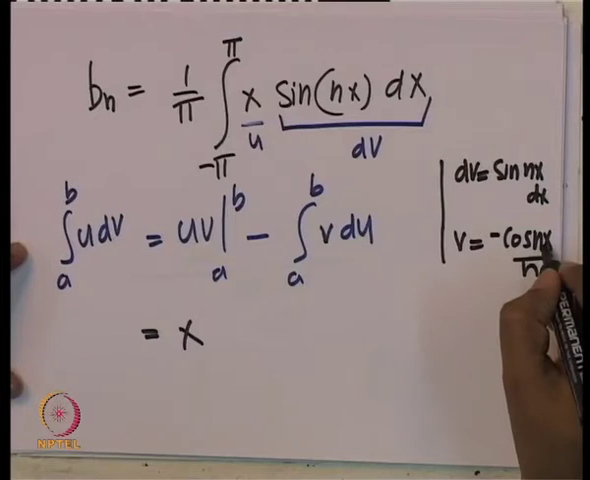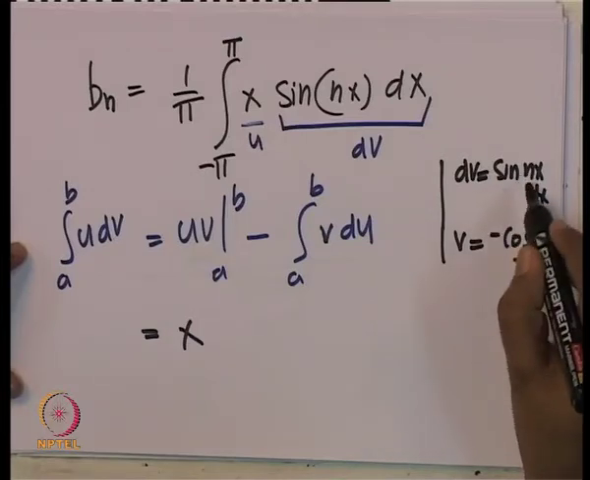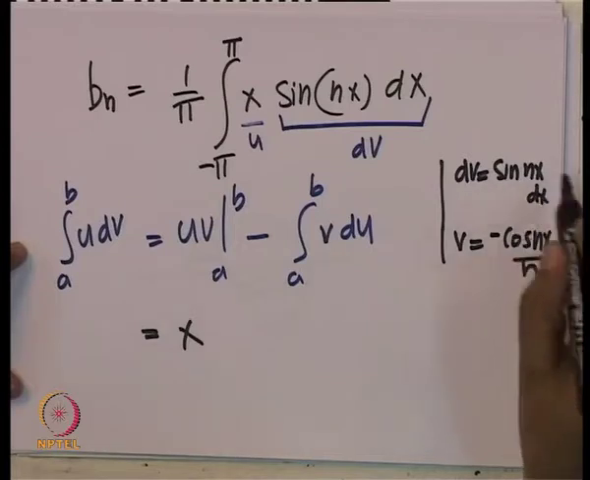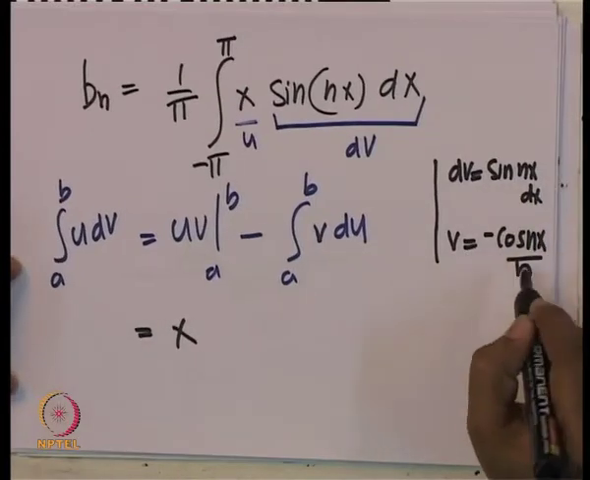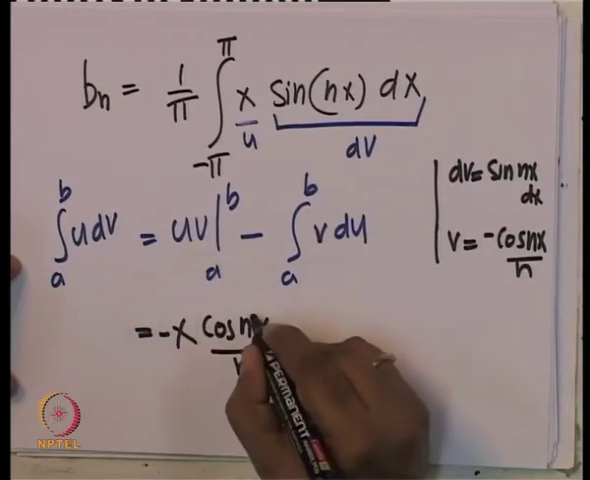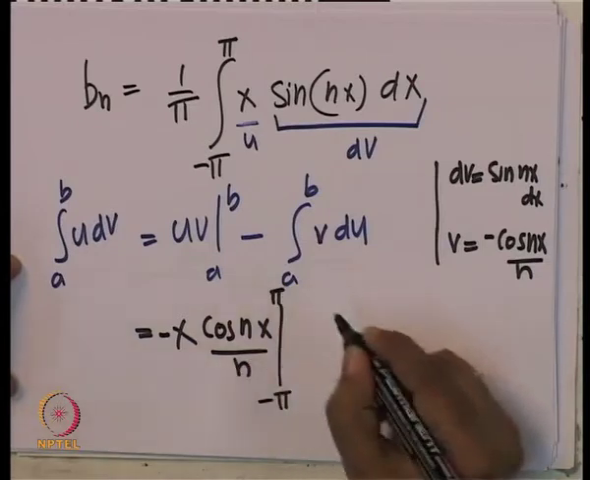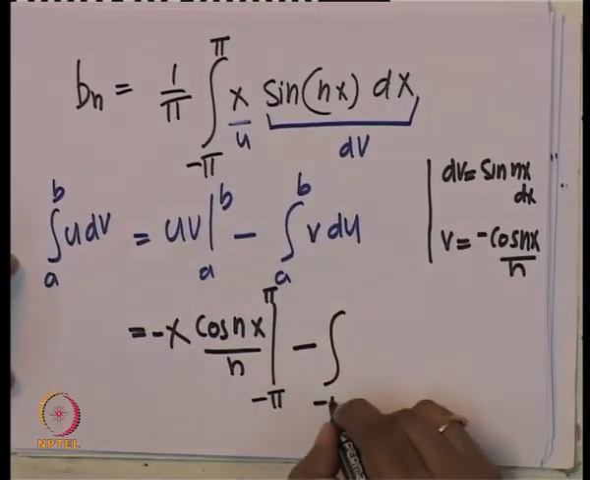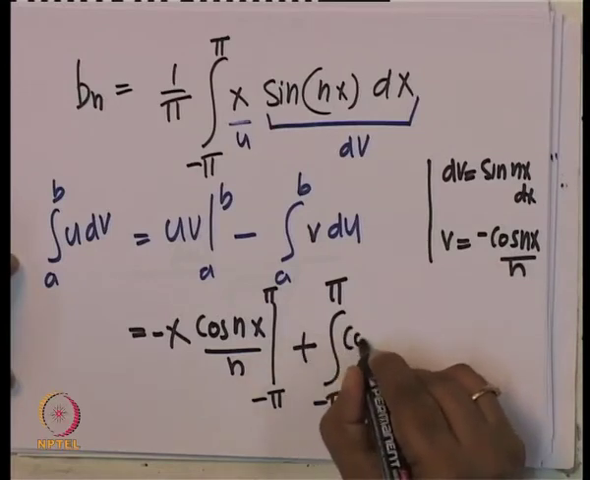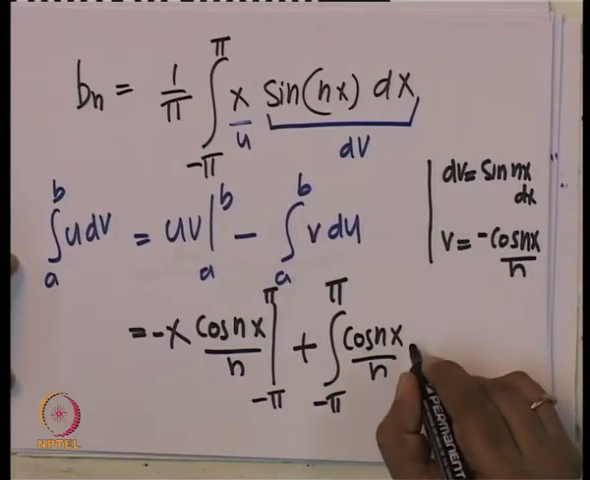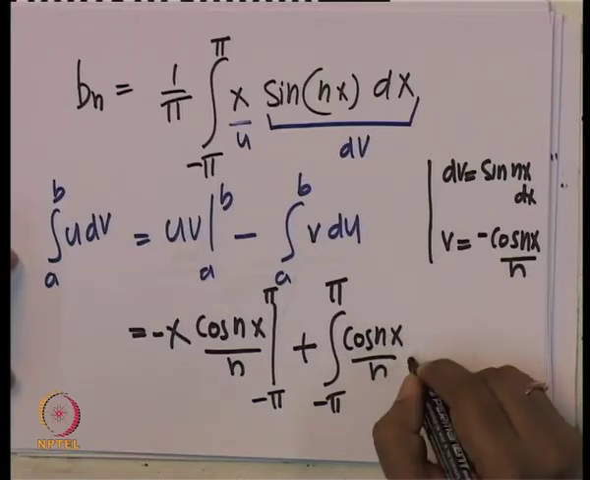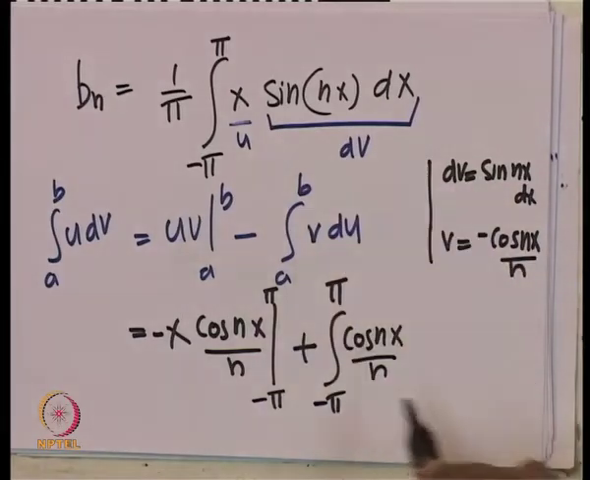The derivative of cos n x is minus sin n x, and with the minus sign it will be plus sin n x, times n. So, there is a by n so that it cancels. So, v is minus cos n x by n. Here let us write minus x cos n x by n in the limits minus pi to plus pi, minus integral minus pi to plus pi of v du. V is again minus cos n x by n, so this will become plus cos n x by n, and du is 1 dx.